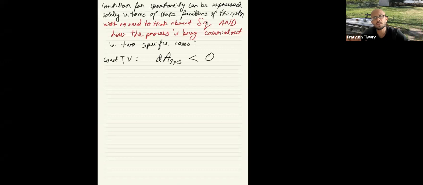A is a state function. So if you have a chemical reaction that's going on from X to Y, you can just look at A of X and A of Y and you're done.